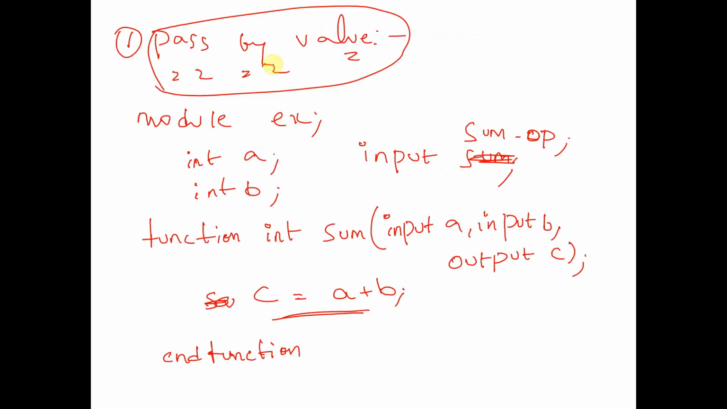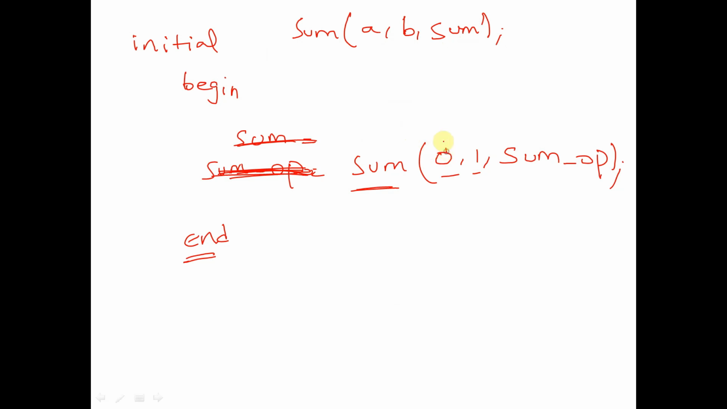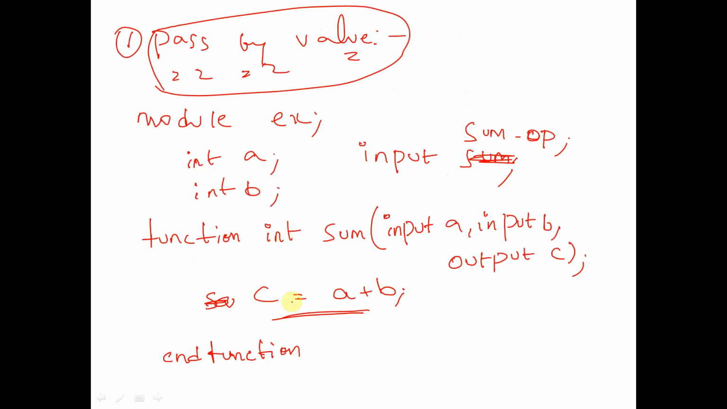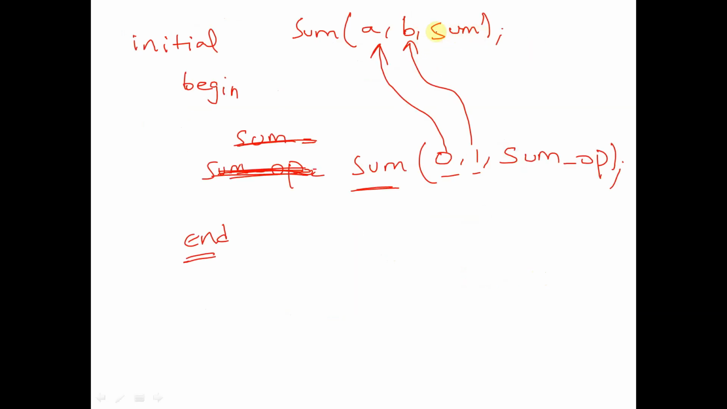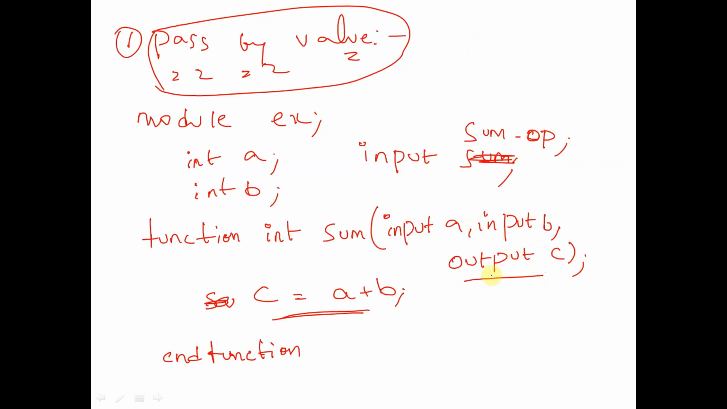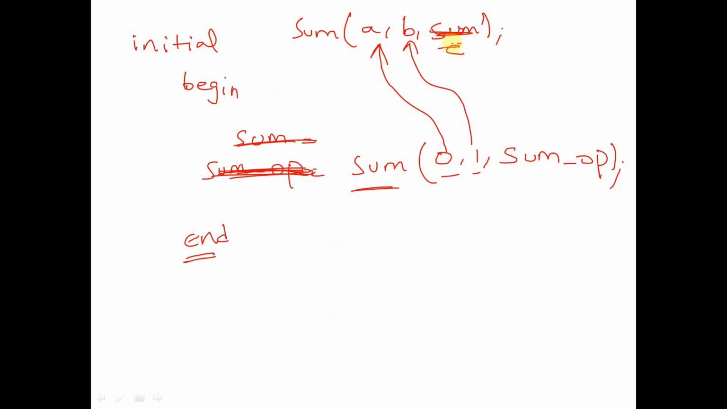So in this method of pass by value, I am passing the value of 0 to a and 1 to b. So my output c will be calculated, that is 0 plus 1, and stored in output c. The variable declared in the argument of this function sum is c. So it will be stored in the output c, and it will be passed to sum_op. So like this, I can pass the values.